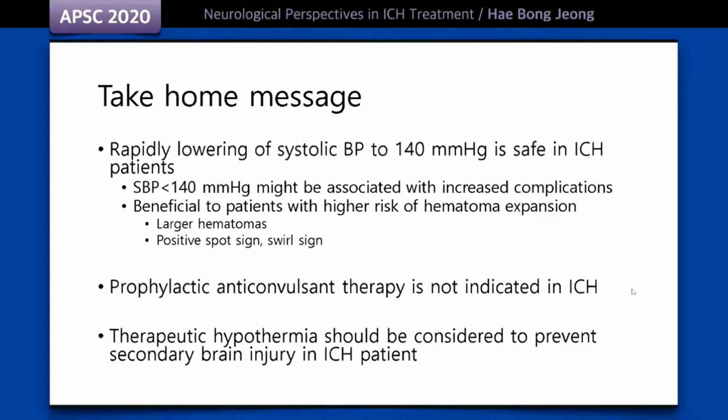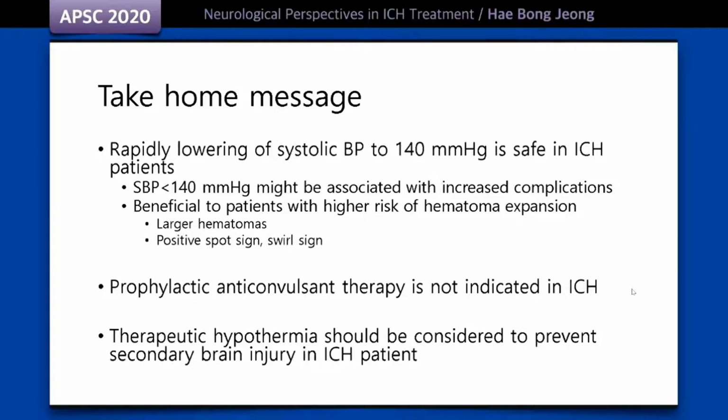This is my take-home message of this lecture. First, acute lowering of SBP to 140 mmHg is safe, but SBP below 140 mmHg might be associated with increased complications such as acute kidney injury, and might be beneficial to patients with higher risk of hematoma expansion, such as larger hematoma, positive spot sign on CT scan.